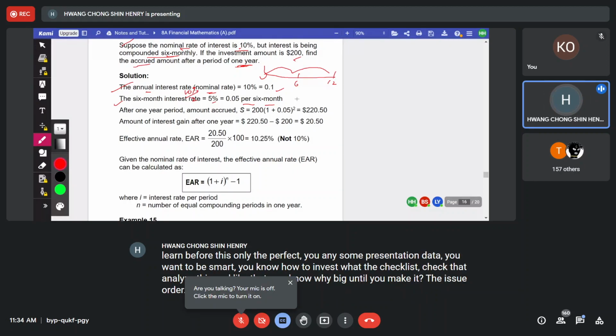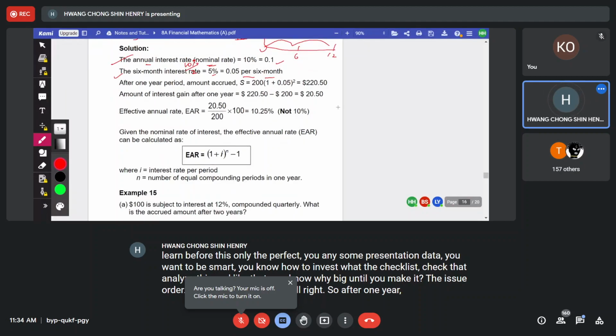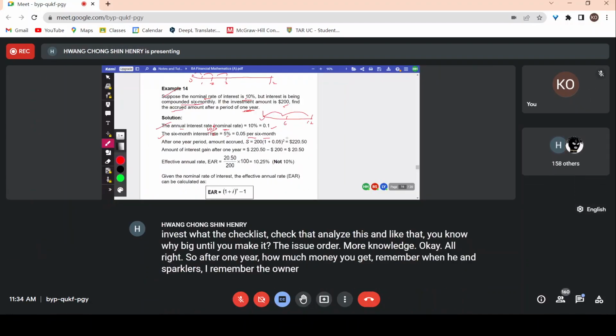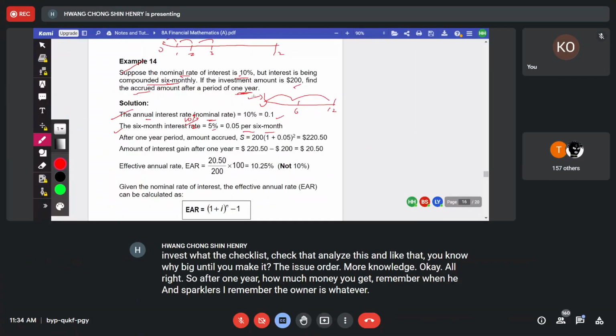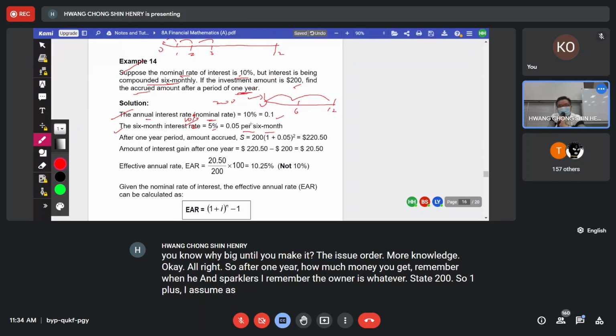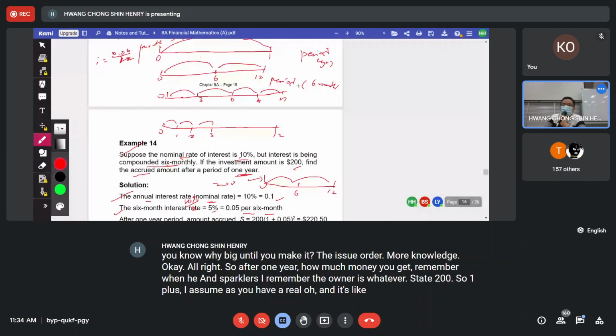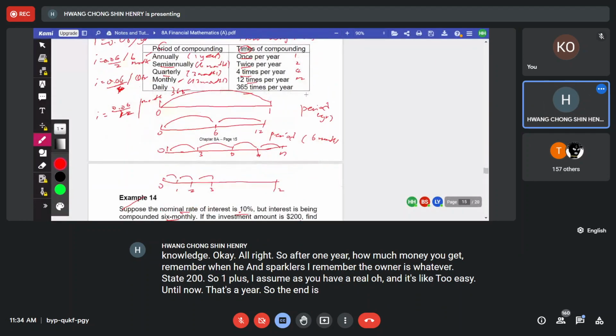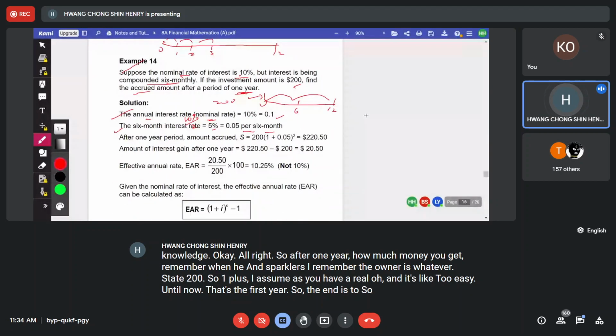Alright, so after 1 year, how much money does he get? Remember the formula? P times (1 plus I) to the power N. P is 200, say 200. So 1 plus I, the I is 0.05 already, then your N is what? 2, you see? Times 2 now. That's twice per year, so the N is 2. So you get 220.50.